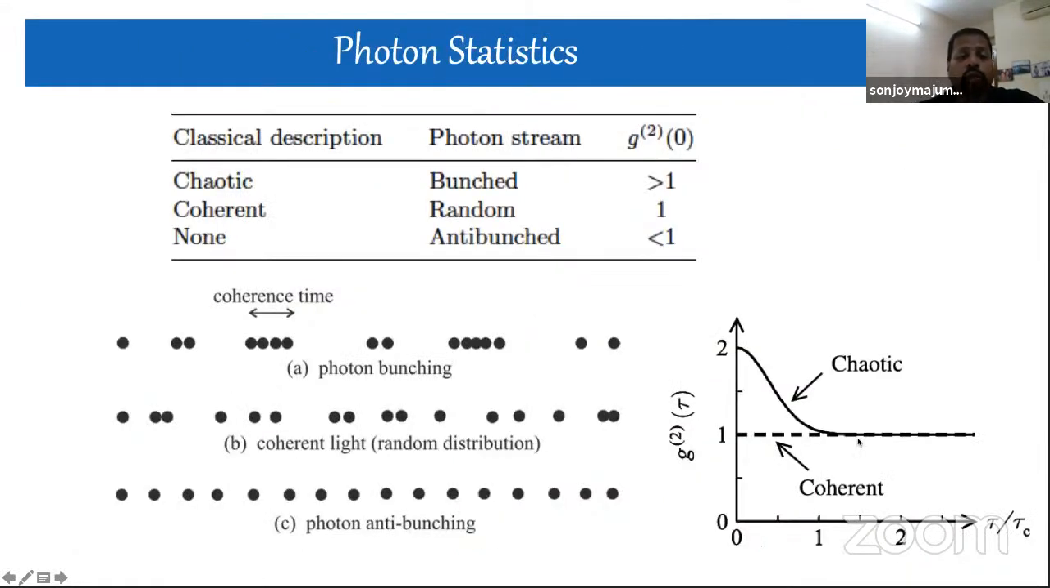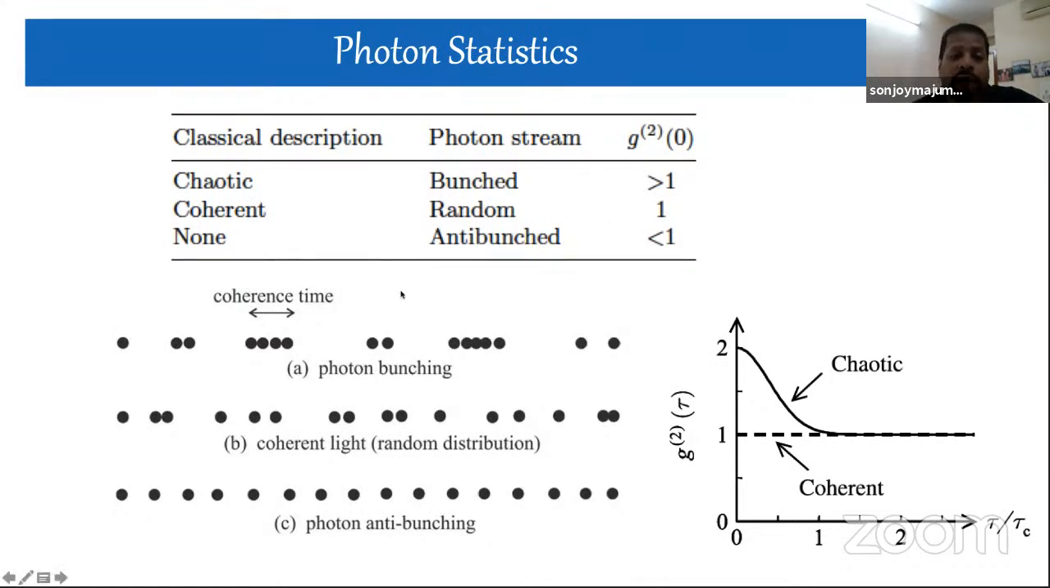Now, if you want to see what would happen when g2 at 0 is less than 1, in that case what you can show is that you will get sub-Poissonian nature, the anti-bunching, which I am just going to explain. Anti-bunching is where your quantum scenario will be observed.